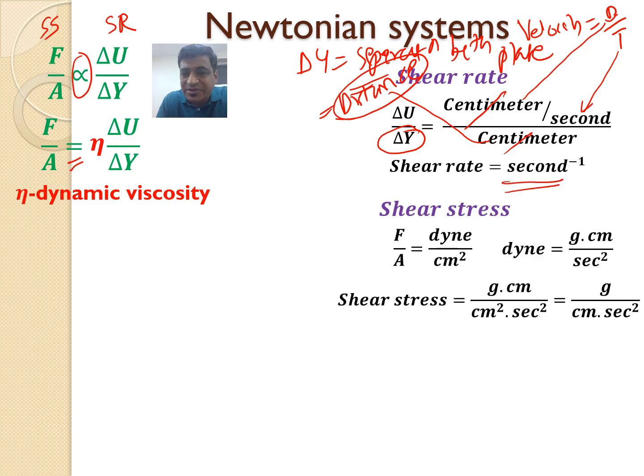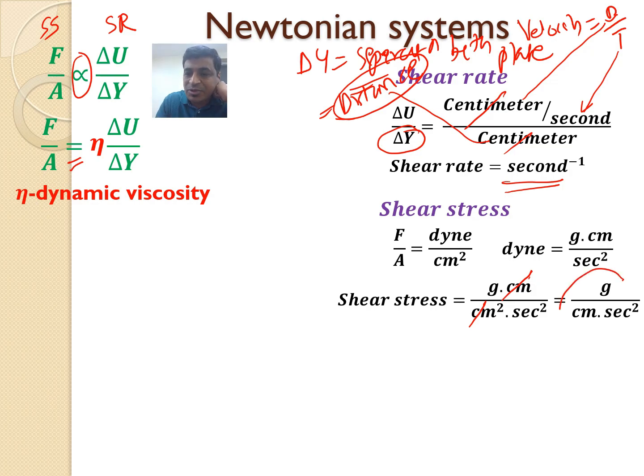Now how about shearing stress? It is a pressure, isn't it? Force per unit area, so dyne divided by centimeter square. Dyne is equal to gram times centimeter divided by second square. We are just plugging those things in. One centimeter will be going away. So the final shearing stress unit will be gram divided by centimeter times second square.